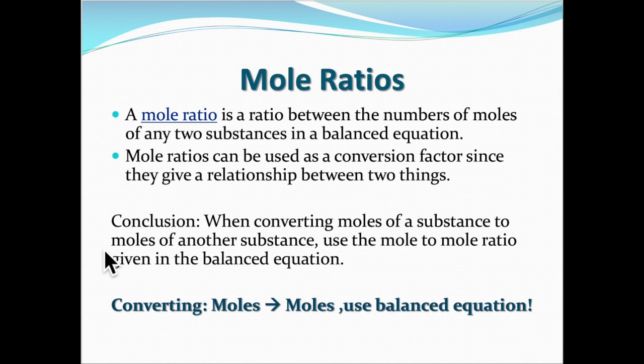All right, mole ratios. A mole ratio is a ratio between the number of moles of any two substances in a balanced equation. They can be used as a conversion factor. So we're going to do some more conversion problems using mole ratios that we determine based off a balanced equation. In conclusion, when converting moles of a substance to moles of another substance, you use the mole-to-mole ratio that's given in your balanced equation. And please always make sure that your equation is balanced before you do any conversions to figure out the moles.